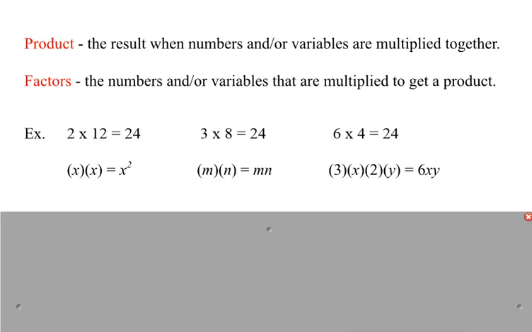X times x equals x squared. X and x are the factors, x squared is the product. M times n equals mn. Say that 10 times fast. M and n are the factors, mn is the product. 3 times x times 2 times y equals 6xy. 3, x, 2, and y are the factors, and 6xy is the product.